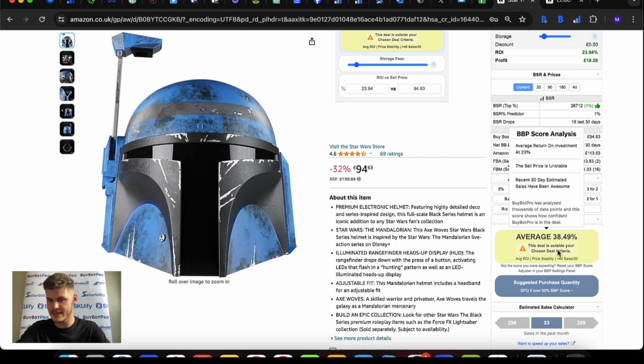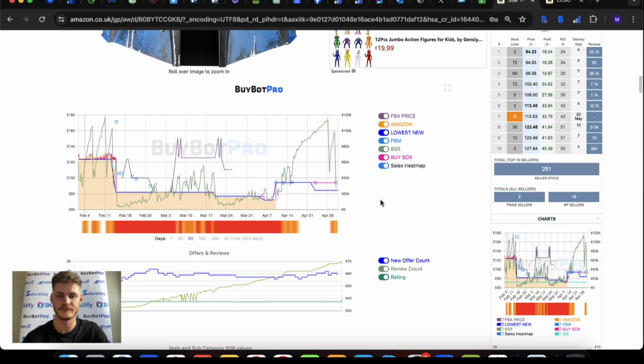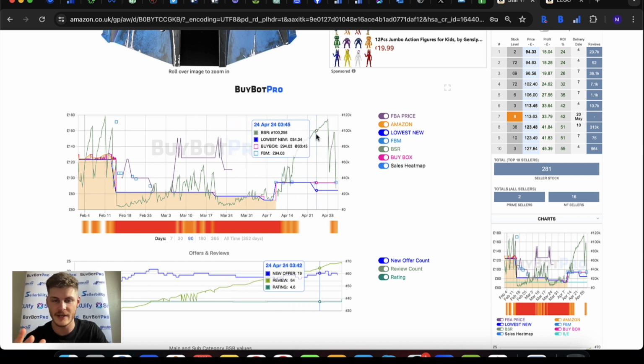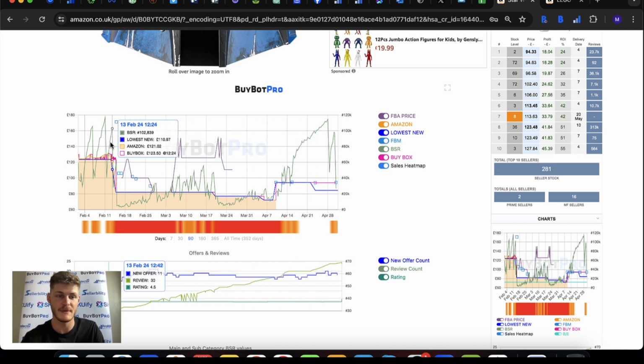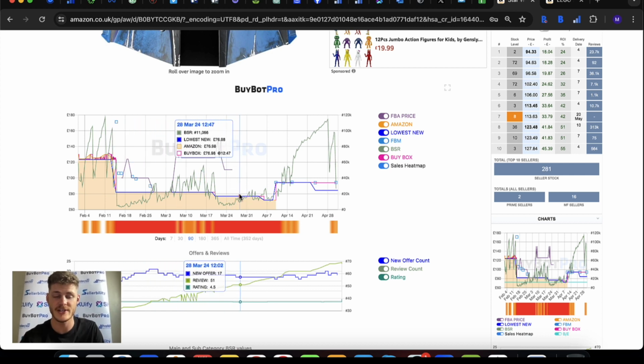So it's telling me in this case there's an average ROI of 23%. The sale price is unstable, but the recent 30-day estimated sales have been awesome. Let's check this out in a bit more detail. We can see that it had periods where it did quite well, but then recently it's dropped drastically in terms of the BSR, which would then also affect the rate of sales, the popularity of the item, and therefore the price. We can see that there's been quite a bit of fluctuation on this listing.